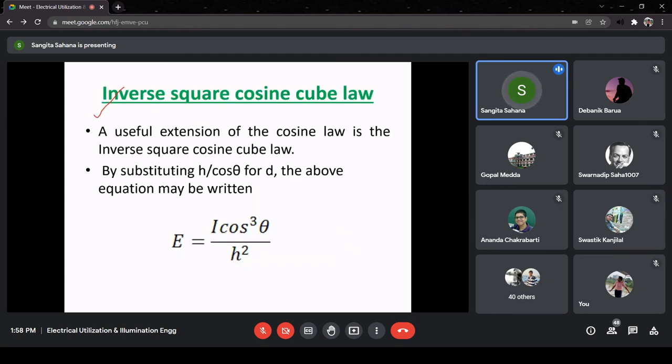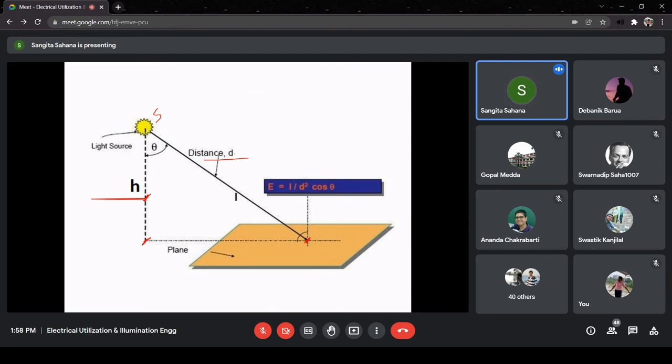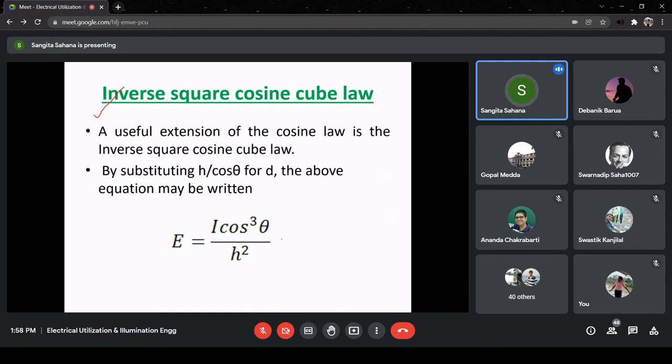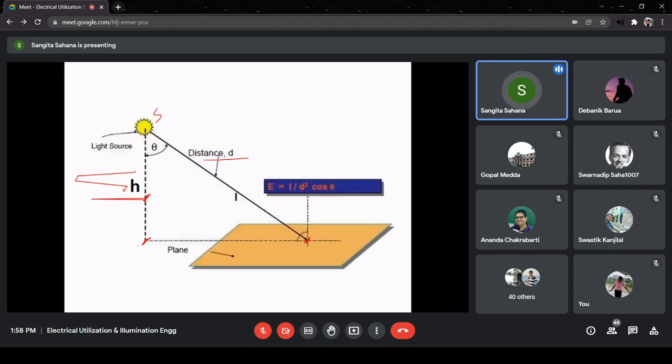So what is the cosine cube law? If you express D in terms of H, it will be I cos cube theta by H square. So just below the point, it will be I by D square, or any other point will be I cos theta by D square. This is the theta.